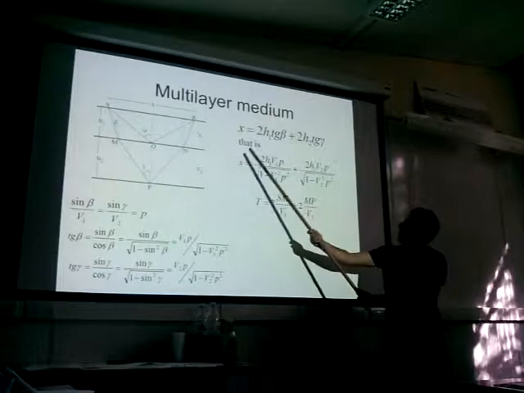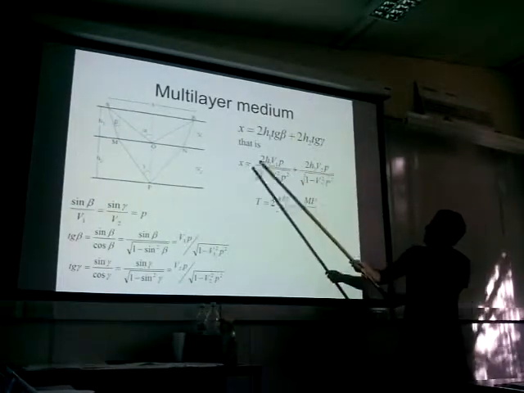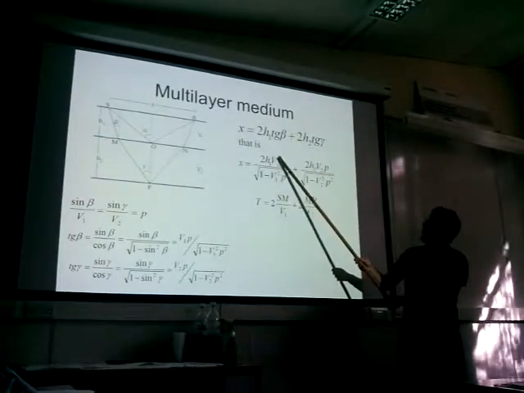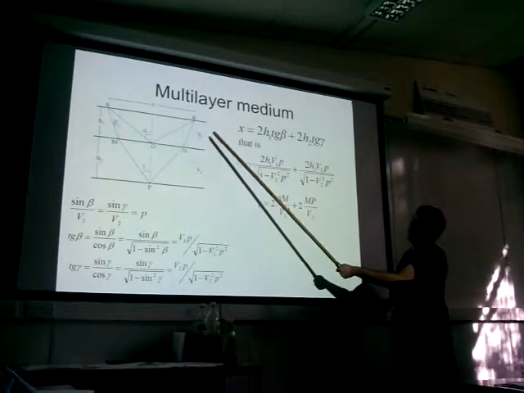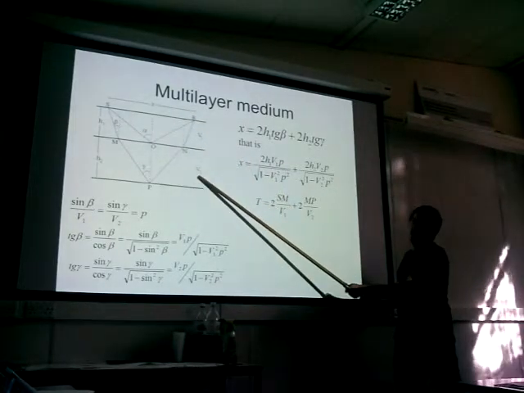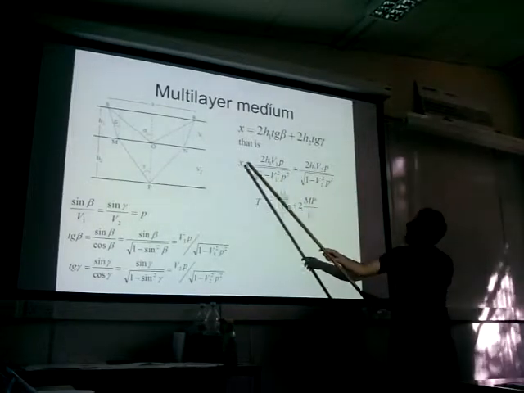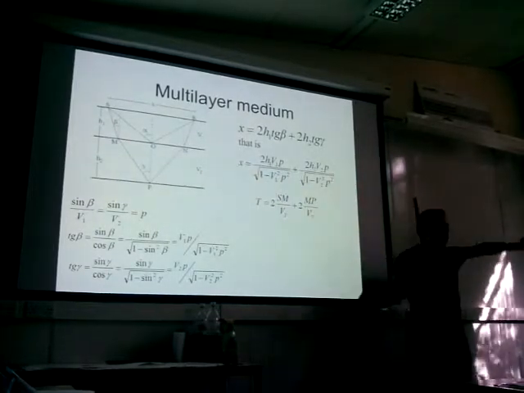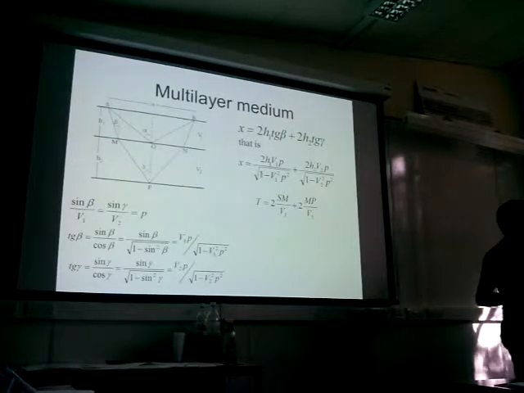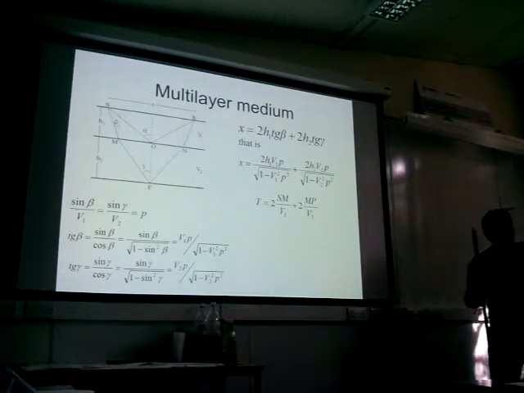And that's the distance. If I know the velocity and the thickness of the first layer, and the velocity and the thickness of the second layer, I can predict where I should expect the ray to come out along the surface, where I should place my geophone in order to track it.